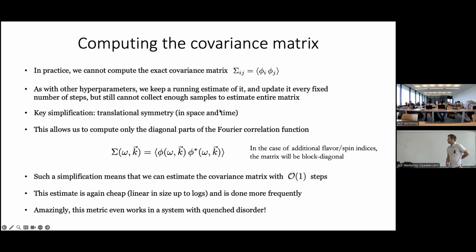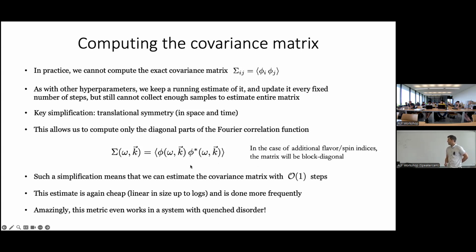So a key simplification is that actually we don't need the entire covariance matrix for the purposes of acceleration, for the purposes of using it as a metric. What we can do is we can use translational symmetry in both space and time. And this allows us to only keep track of the diagonal parts of the Fourier space correlation function. So in other words, if we write sigma in Fourier space, we only care about this object. And this object is now diagonal, and it's just the diagonal. Of course, in the case of additional flavor or spin indices, it's block diagonal with some small block size.